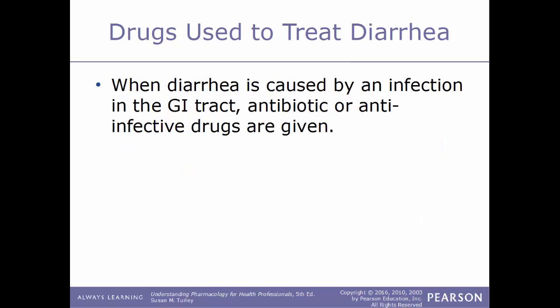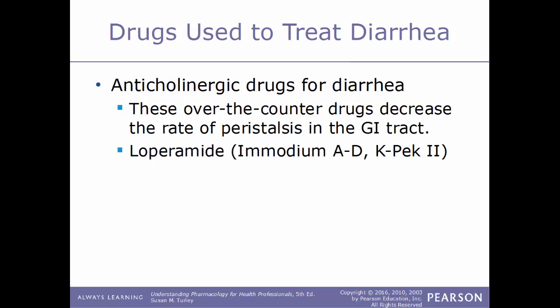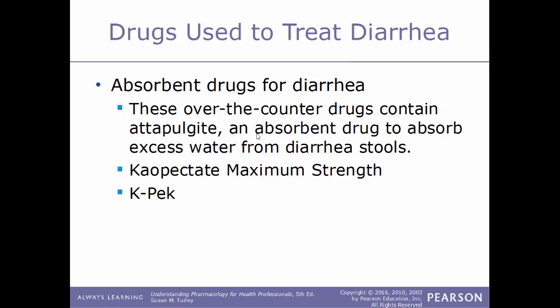Now, when diarrhea is caused by an infection somewhere in the GI tract, antibiotic or anti-infective drugs are given. When it comes to anticholinergic drugs that help treat diarrhea, these are over-the-counter drugs that will decrease the rate of peristalsis in the GI tract. An example of this kind of drug would be loperamide, which is sold under the trade name Imodium A-D or K-Pek II. When it comes to absorbent drugs that help treat diarrhea, these are over-the-counter drugs that contain attapulgite, which is an absorbent drug used to absorb the excess water that's found in the diarrhea stool. Some examples of this kind of drug would be Kaopectate Maximum Strength and K-Pek.